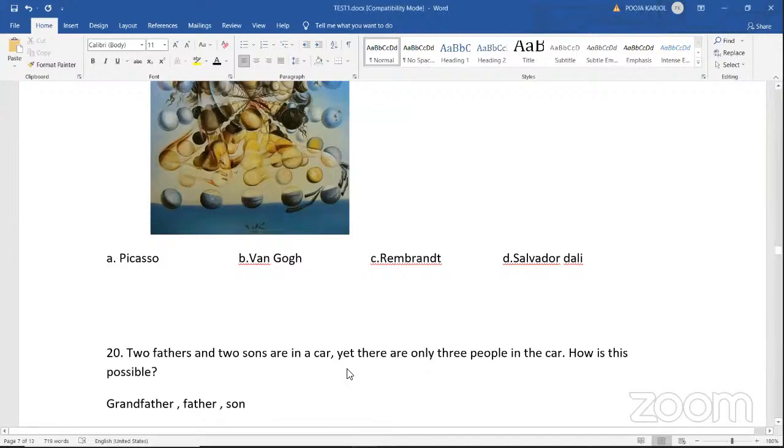Ma'am, do we have any PDF for these kinds of riddles? We don't have PDFs. We have done it in a few classes though. We'll continue doing it. I can compile them and make a PDF and send it to you.